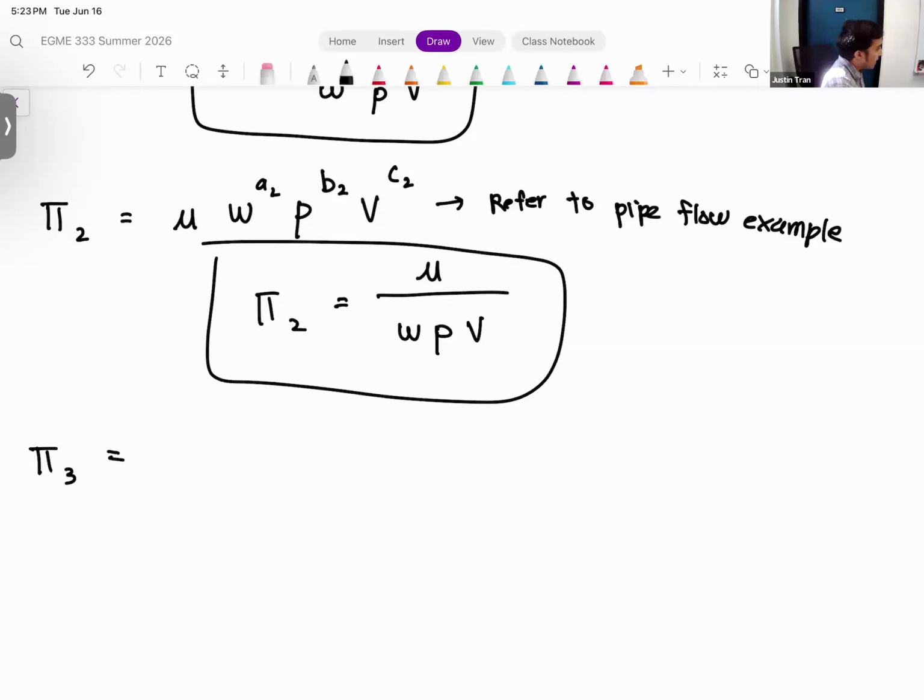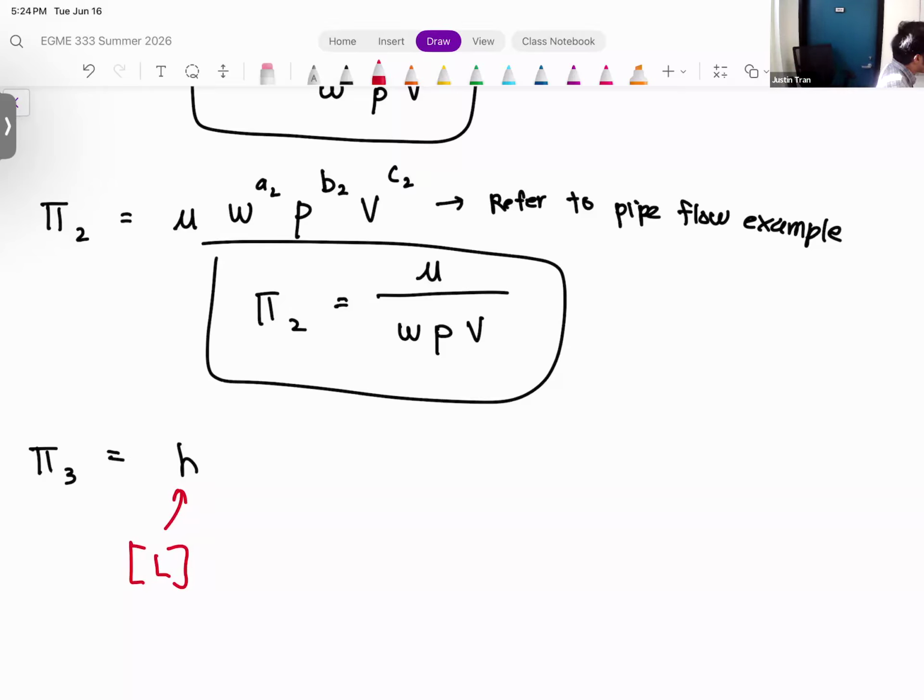All right, pi 3, the last non-repeating variable. So the last non-repeating variable is the height of the sun. Okay. Now, for this case right here, this is going to be very straightforward because we know height has dimensions of length, right? In fact, this is kind of a breath of fresh air because it's the first time we're making a pi term that doesn't involve all three: mass, length, and time.